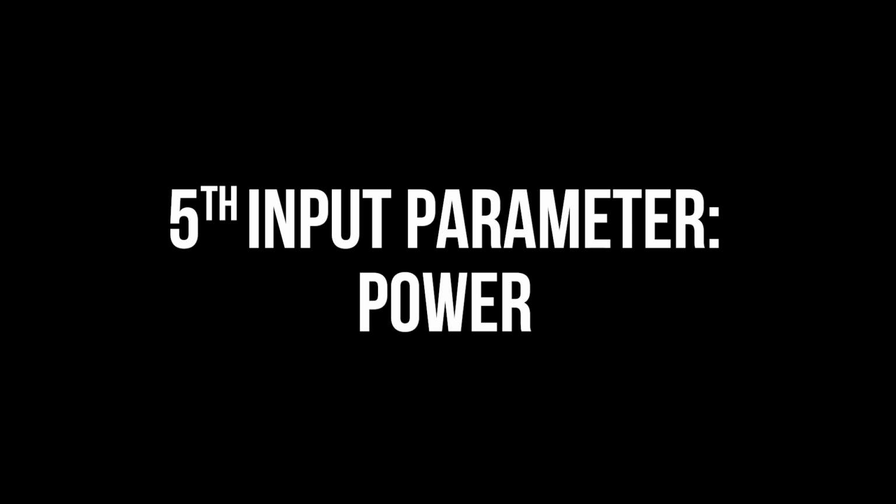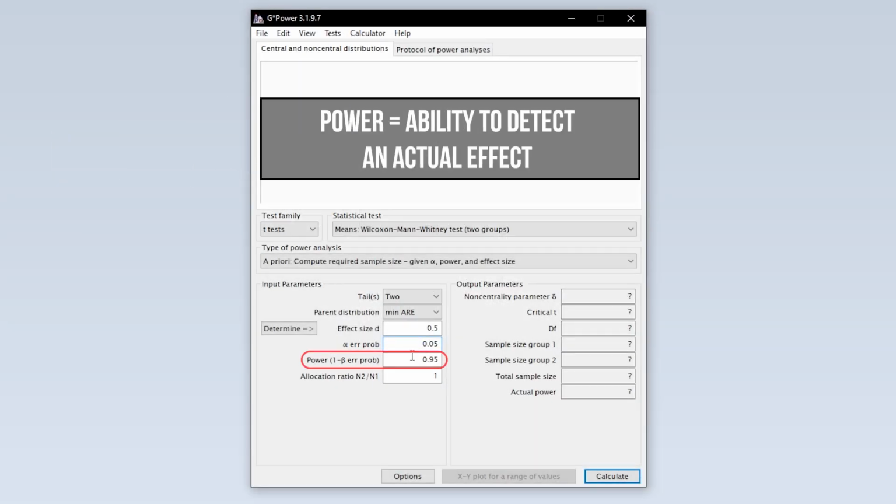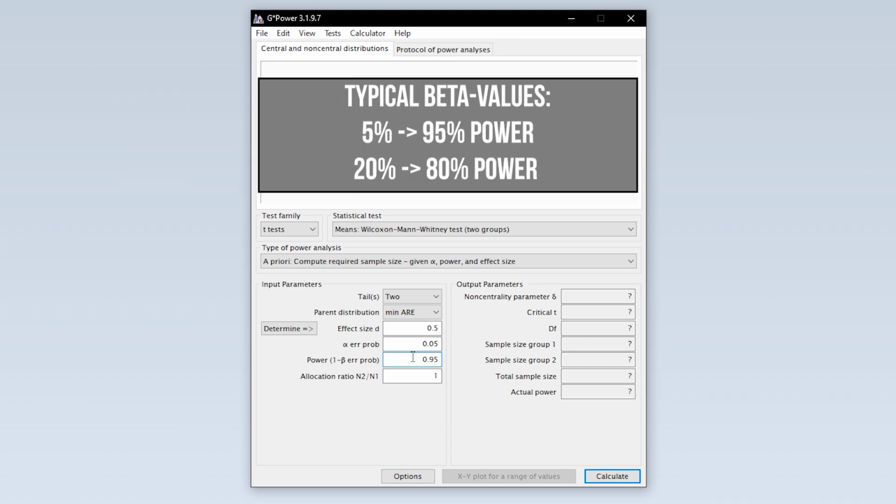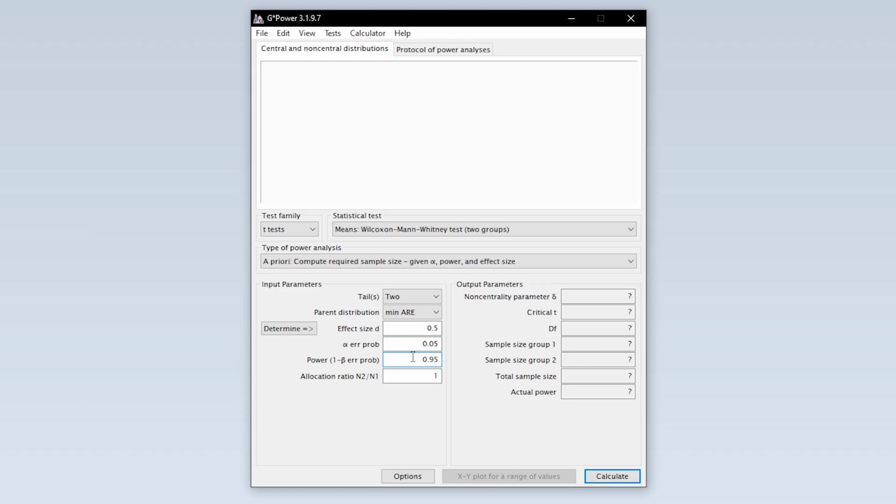The fifth input parameter is power. Power equals 1 minus the beta error probability. In short, this means falsely retaining the null hypothesis. 95% power is typical, meaning you have a 5% type 2 error probability. In some research fields, a power of 0.8 is used here. This means you automatically accept a type 2 error of up to 20%. If you have power lower than 0.95, this calls for a reasonable justification.